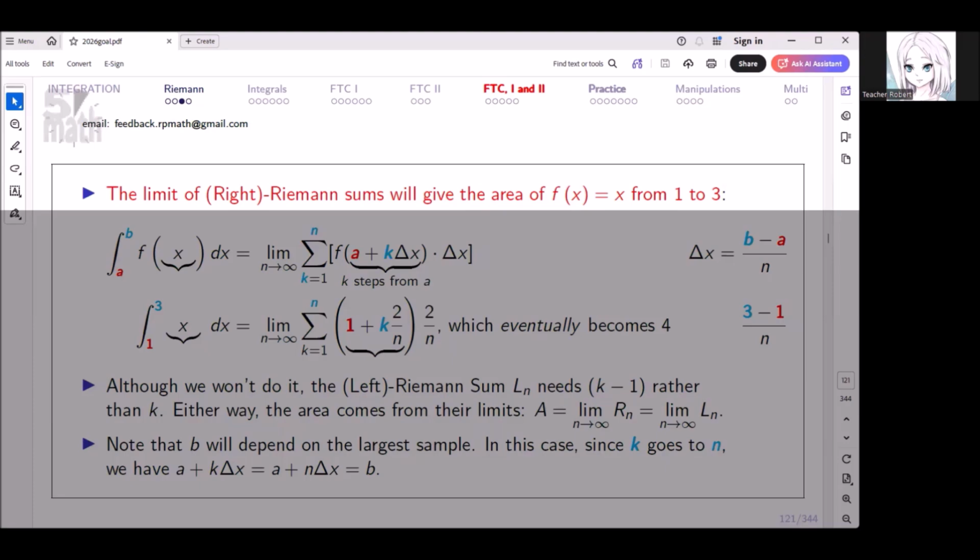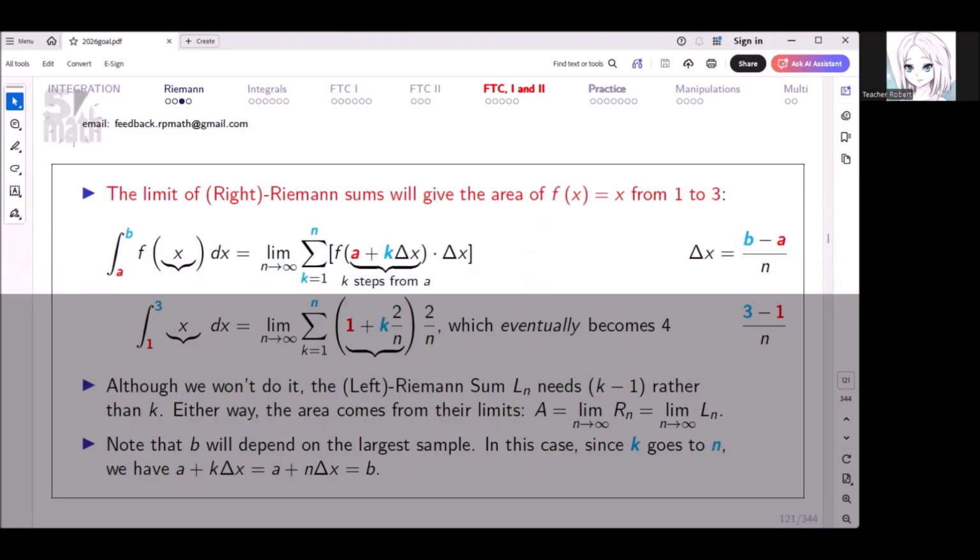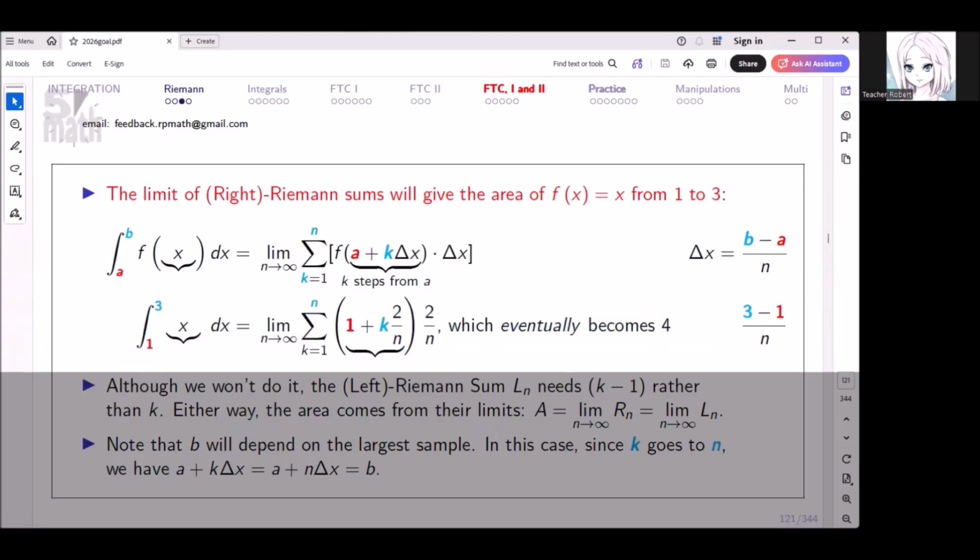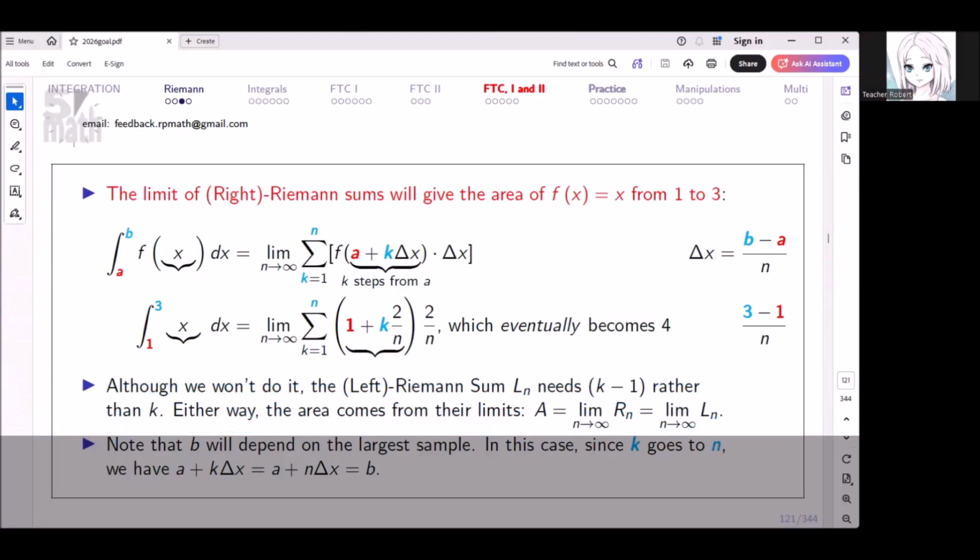The limit of right Riemann sums will give the area of f of x equals x from 1 to 3. Here is the formula. Here are the specifics. Although we won't do it, the left Riemann sum, Ln, needs k minus 1 rather than k. Either way, the area comes from the limits. A equals limit as n approaches infinity of Rn equals limit as n goes to infinity of Ln.